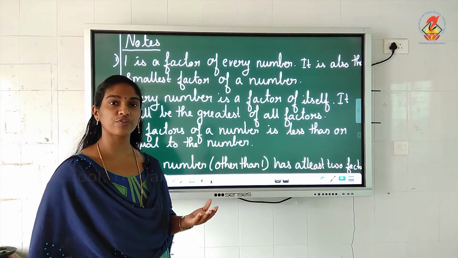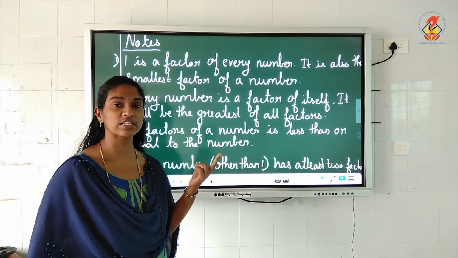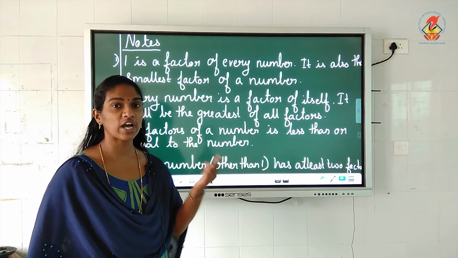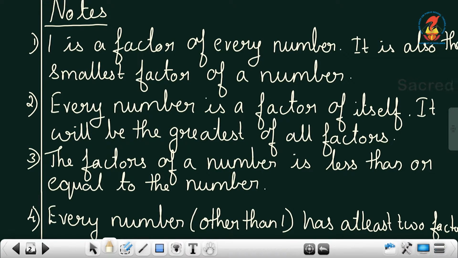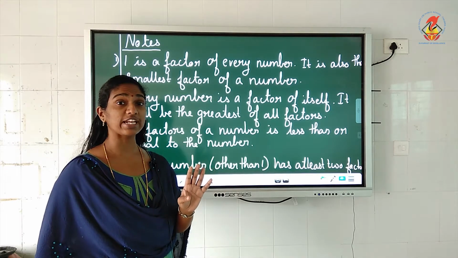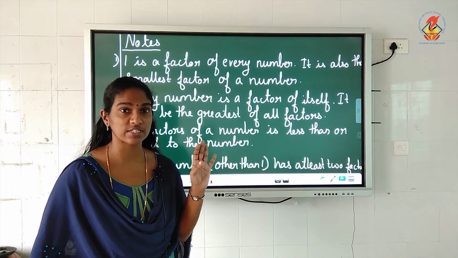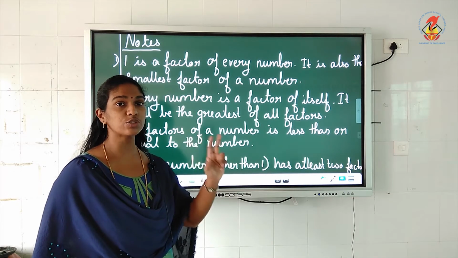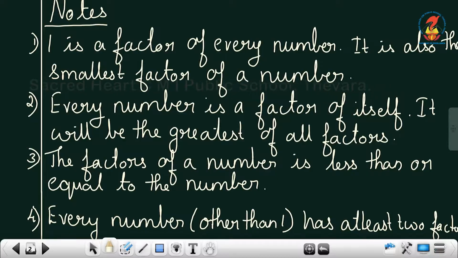Every number is a factor of itself. You take the factors of 10. 10 was a factor of 10 itself, isn't it? What were the factors of 10? You had 1, 2, 5 and 10. So 10 is a factor of 10 itself. It will be the greatest of all the factors. Take the example of 10. 10 was the greatest of all the factors, isn't it? Which is the greatest? 10 is the greatest. So, every number is a factor of itself. Also, it will be the greatest of all the factors.